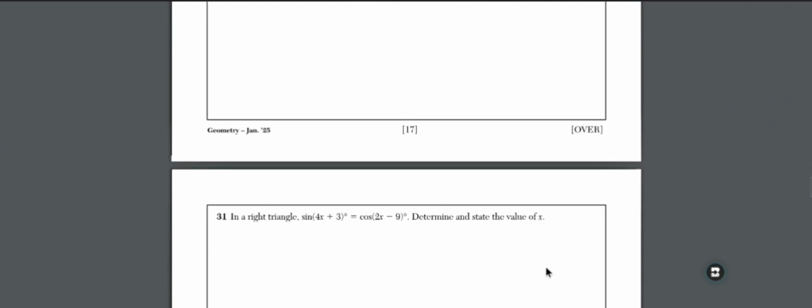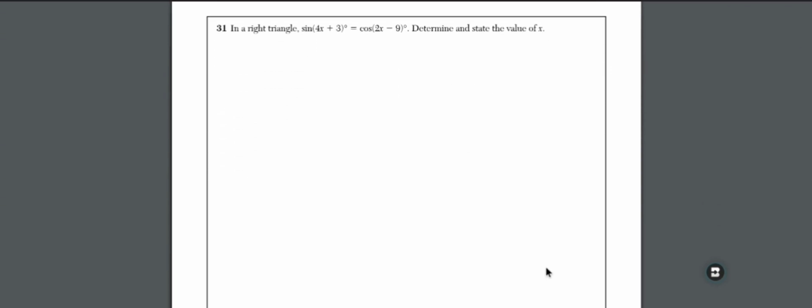Okay, question 30. Question 31 says, in a right triangle, sine of 4x plus 3 equals cosine of 2x minus 9. Determine and state the value of x. So what I want you guys to recall is that the sine and cosine of an angle in a triangle, they're equal to 90 degrees, but they're also equal to one another.